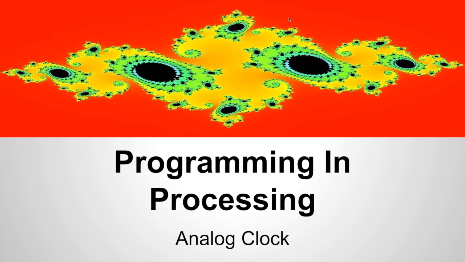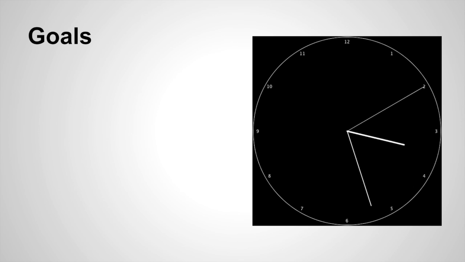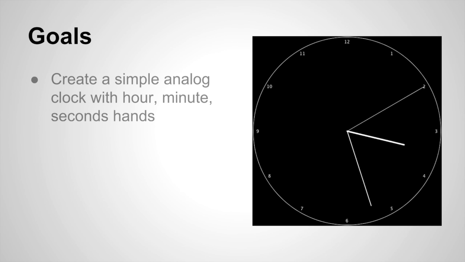Welcome. In this video, we're going to use the Processing programming language to create a simple analog clock application. I have several different goals when we work with this. The first is obviously to create the clock. So we're going to make a simple analog clock with hour, minute, and second hands. You can see a depiction of that over here on the right side.